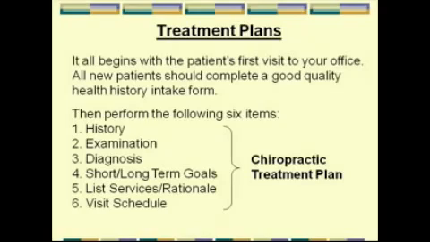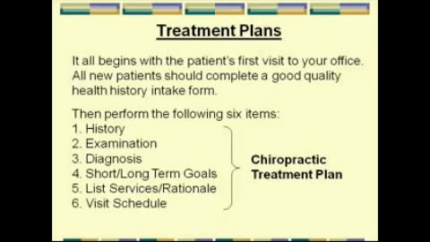Now, along with a good quality intake form, the patient should be filling out any other pertinent forms in your practice, like HIPAA forms, patient privacy forms, assignment of benefits, authorization to release information. You may have specialized forms if the patient's been in a car accident. If you take care of a lot of kids, you may have a separate form for pediatric chiropractic services.